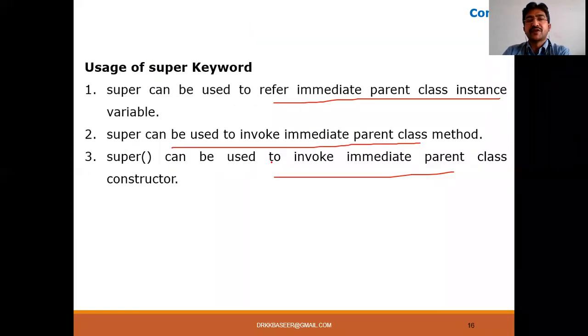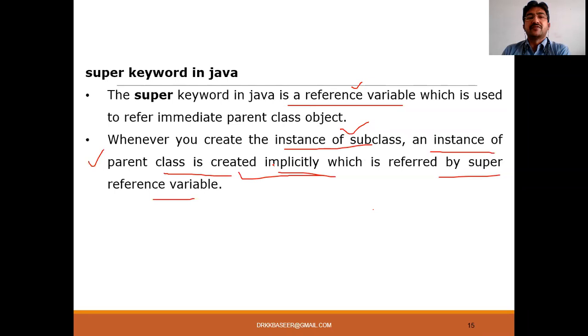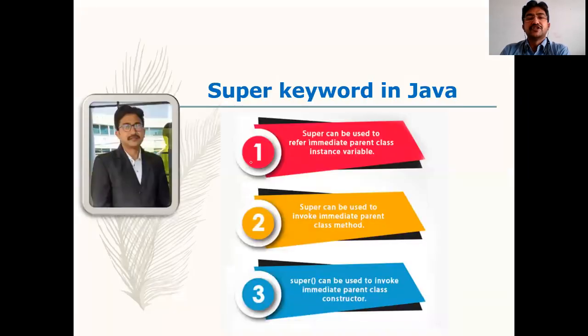So the main objective of the super keyword is to access the parent class instance variable, to invoke the parent class method, and to invoke the parent class constructor. We can use the super keyword for these. That is the main purpose of the super keyword.